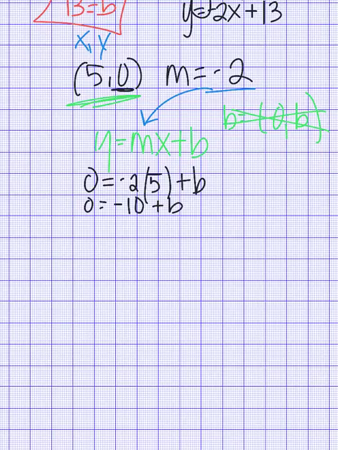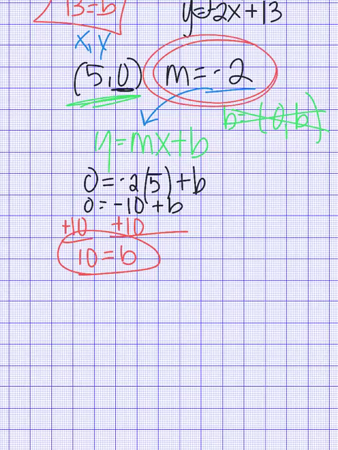Then inverse operations: I see a minus 10, so I'm going to add 10 to both sides. And I'm going to get 10 equals b. That's the piece of information that we were looking for. So I have the slope here and the y-intercept here. My final answer is y equals negative 2x plus 10. And it's a plus 10 because this 10 is positive. If that was a negative 10, then I would have put a minus sign here.